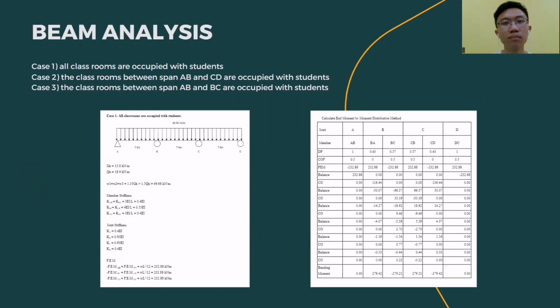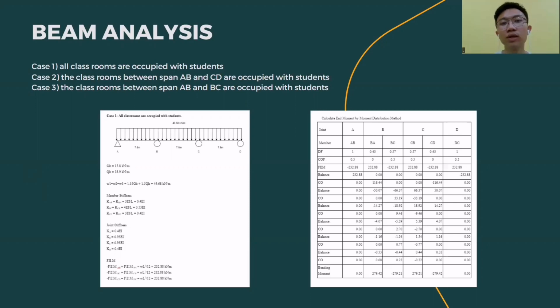Next, we will calculate for the member stiffness. For example, the KAB is equal to 3EI over L. This is because it is supported by the end support. And then we will sum up the member stiffness according to their joint in order to find the joint stiffness. And then we can divide the member stiffness by the joint stiffness to get the distribution factor. Next, we are going to find the carryover factor for each member. For example, the COAB is equal to the COBC, which is equal to 0.5.